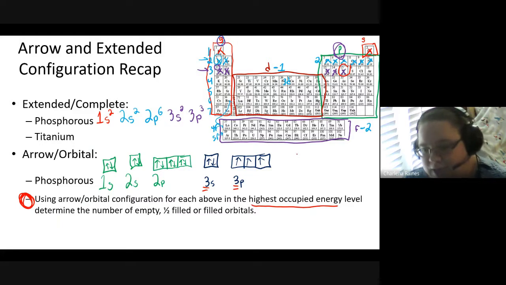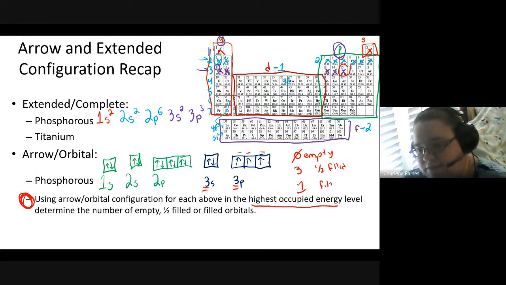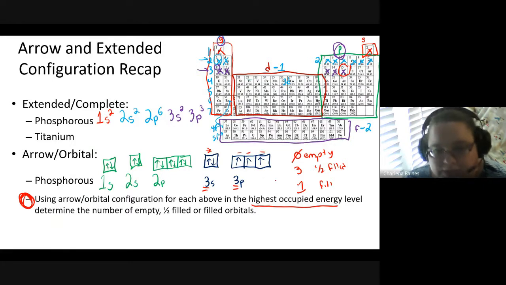So in blue, I have 0 empty orbitals. There are no boxes that are empty. I have 3 of them that are half filled. That's these P ones right here. They each have 1 electron that is considered half filled, and I've got 1 that is completely filled. That is my S sublevel. I don't include the 2s and the 1s because explicitly I'm asking you for the highest occupied energy level. If I had a box that was empty, I would have an empty one, but for phosphorus, we do not.